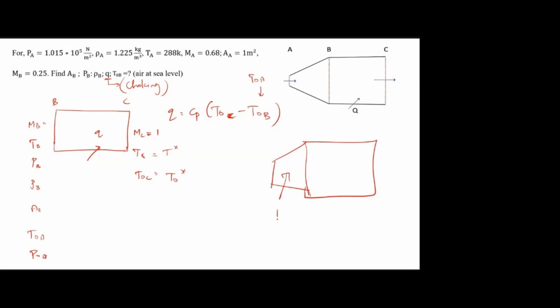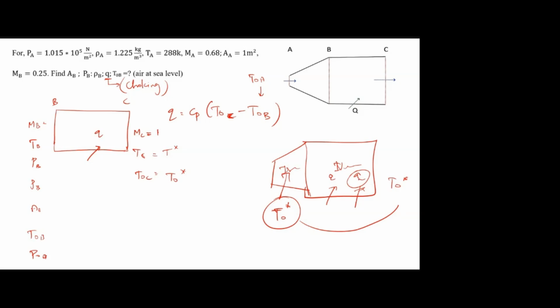So for this duct we found one T naught star, right? Yes, sir. But here we are going to find another T naught star. This is not equal because there is a heat transfer. Here the flow is non-isentropic. You should not mistakenly take the T naught star you found in the isentropic duct.